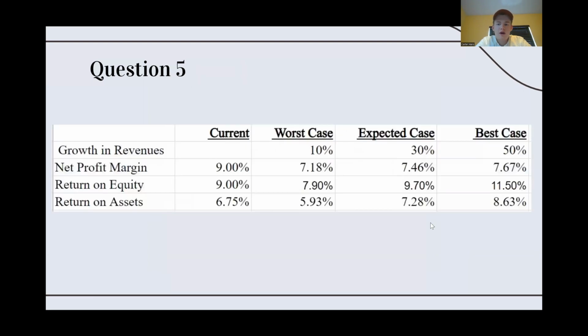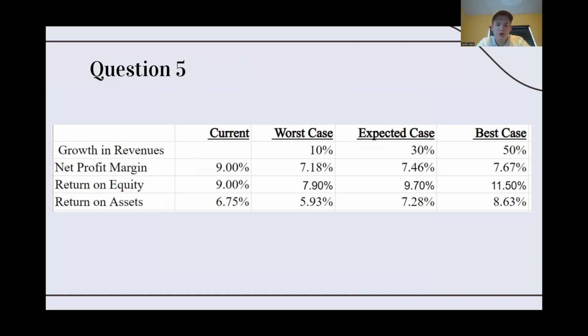As for question 5, it asks, how would the key profitability ratios of the firm be affected if the firm were to raise all of the capital by issuing 5-year notes? So the ratios we chose to do were our net profit margin, our return on equity, and our return on assets. Looking at the net profit margin, we do have a current value of 9%.